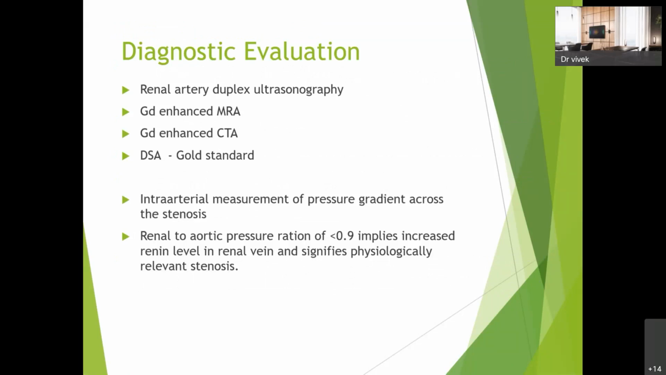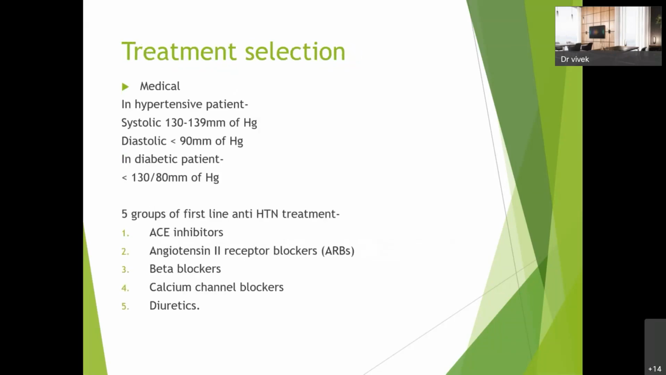Diagnostic evaluation is done by renal artery duplex ultrasound, gadolinium enhanced MRA, and gadolinium enhanced CT angiography, and DSA is the gold standard. DSA is 100% diagnostic to rule out whether the case is FMD or not. The intraarterial measurement of pressure gradient across the stenosis is an important factor, and a renal to aortic pressure ratio of less than 0.9 implies increased renin levels in the renal vein and signifies physiologically relevant stenosis.